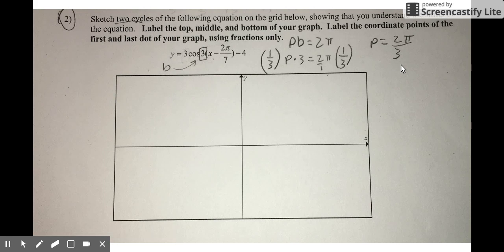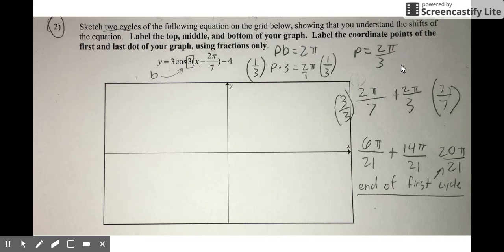Then you're going to want to find the point on the graph where your dot 5 actually is. So you're going to take 2 pi over 7, which is the starting point of your dot 1, and add it to the distance between dot 1 and dot 5, which is 2 pi over 3. But the denominators aren't the same, so you're going to multiply each side to get a common denominator. Once you have a common denominator, you add them across, and then you have 20 pi over 21, which is the end of your first cycle.